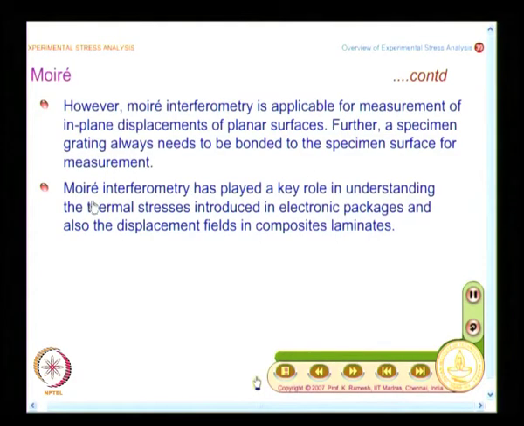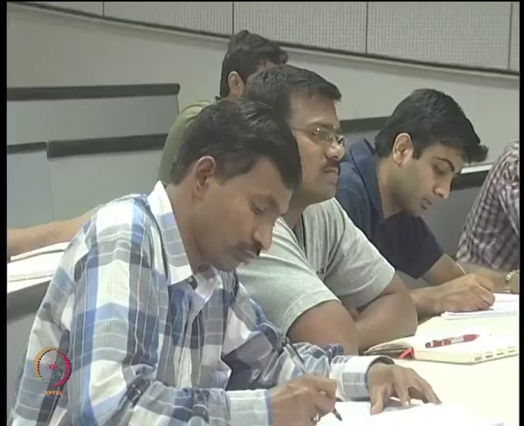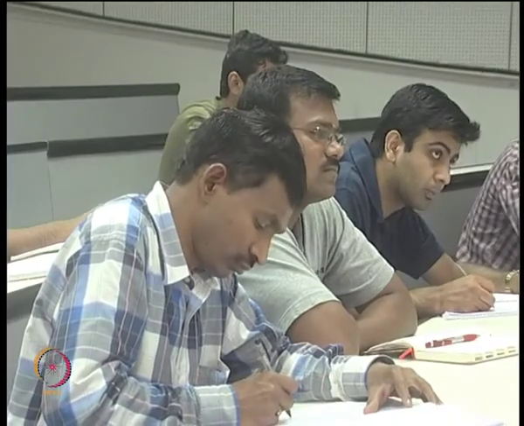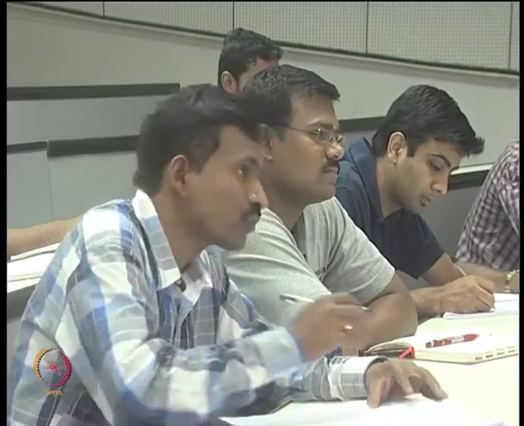Newer materials have contributed to the improvement, and many techniques, and these are all very fine grid lines. See, the fineness makes the process delicate. And I have also identified that Moiré interferometry has played a key role in understanding the thermal stresses introduced in electronic packages and also the displacement fields in composite laminates, because composites are becoming very important for structural applications, and because of their material anisotropy, analytical modeling is extremely tedious, and at least you get surface information by using techniques like Moiré interferometry.